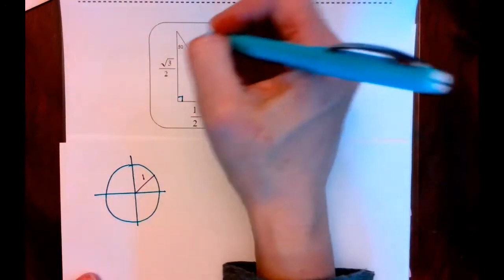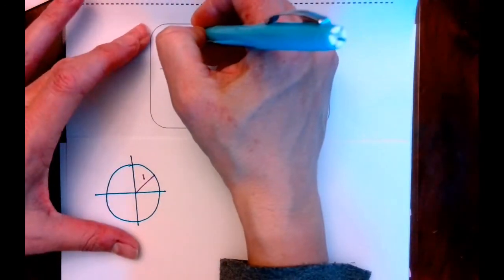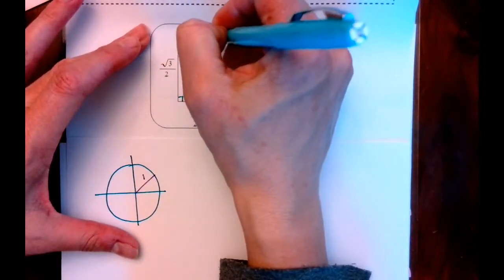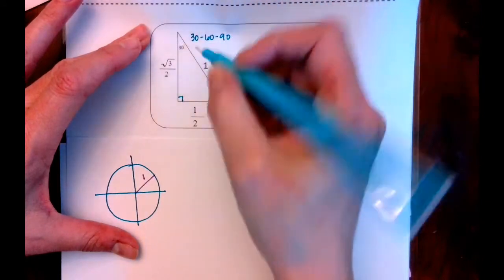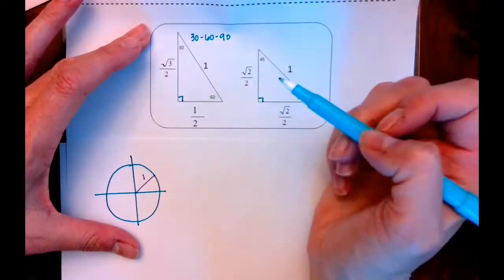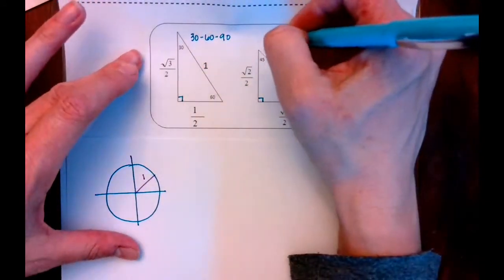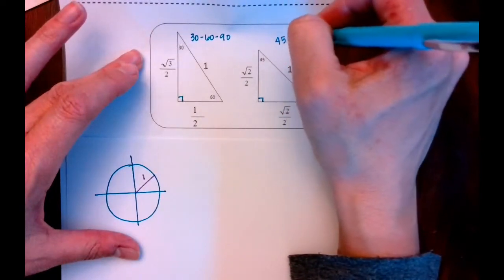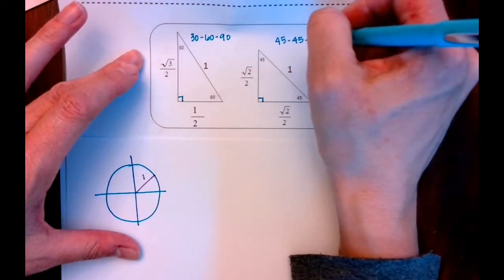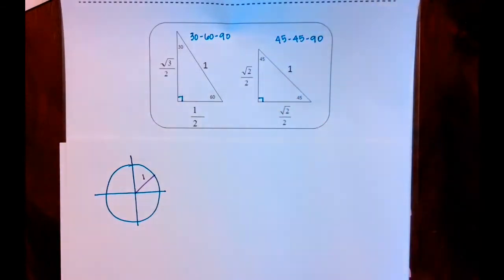So this first one is a 30, 60, 90 triangle. That's because the angle measures are 30, 60, and 90. And this one is a 45, 45, 90 triangle, again, because the angles are 45, 45, and 90.